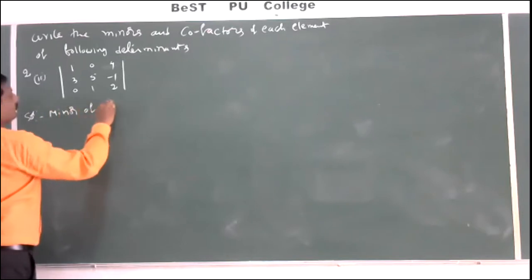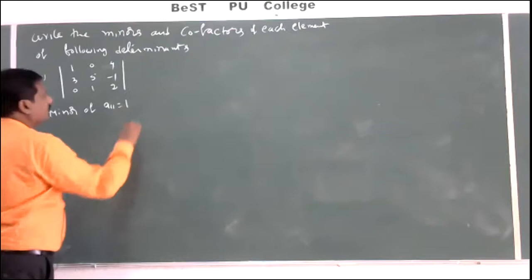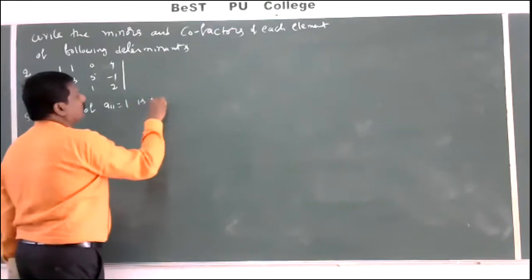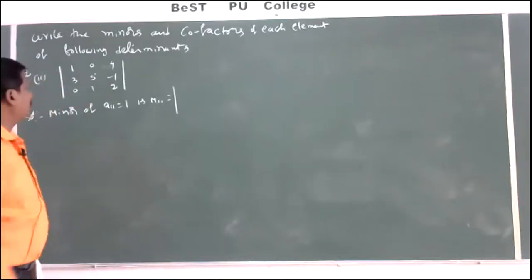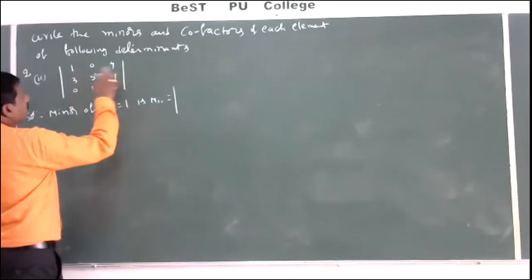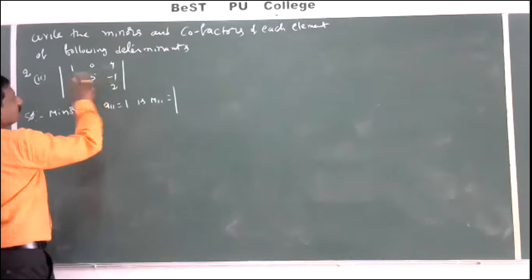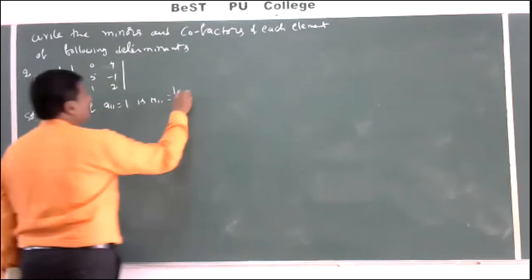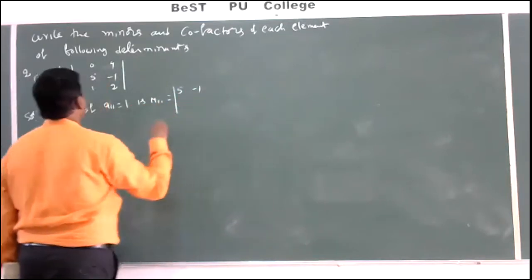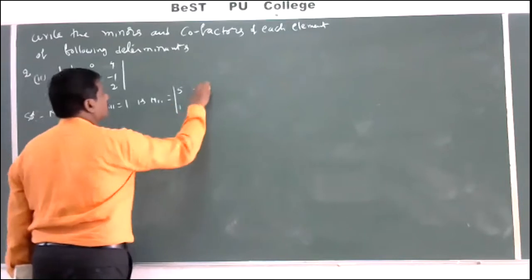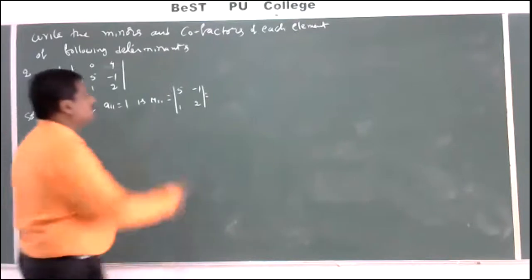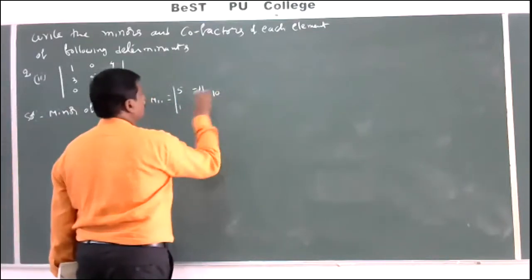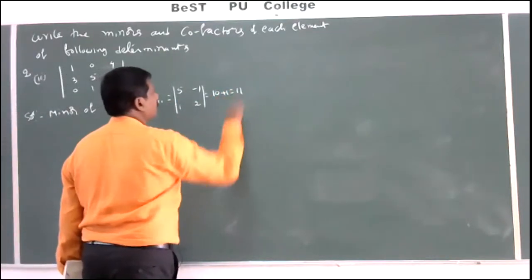Minor of a11 equal to 1 is M11. This is equal to the determinant of the remaining elements, leaving the first row and first column: 5 minus 1, 1 comma 2. Then it is 5 times 2 is 10, plus 1, that is 11.